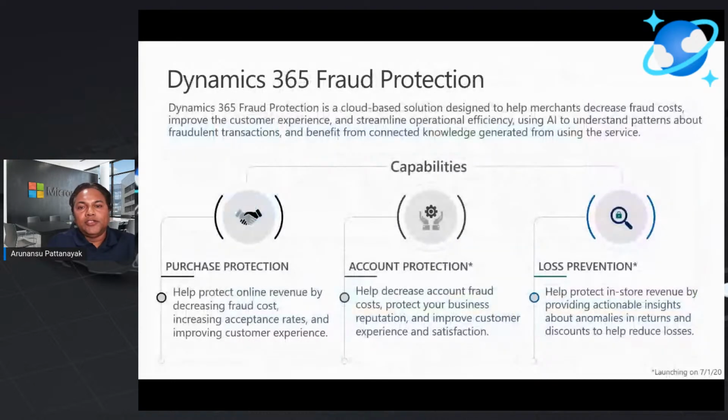Right? So Dynamics 365 fraud protection, like I said, has these three components. There is purchase protection, which helps you detect if a fraudulent transaction was done. There is account protection, which helps you detect if an account was created by a real person or is fake, or whether an account is being hacked, right? Then there is loss prevention, which is a set of analytics built to detect if a fraud is happening in the entire e-commerce process.